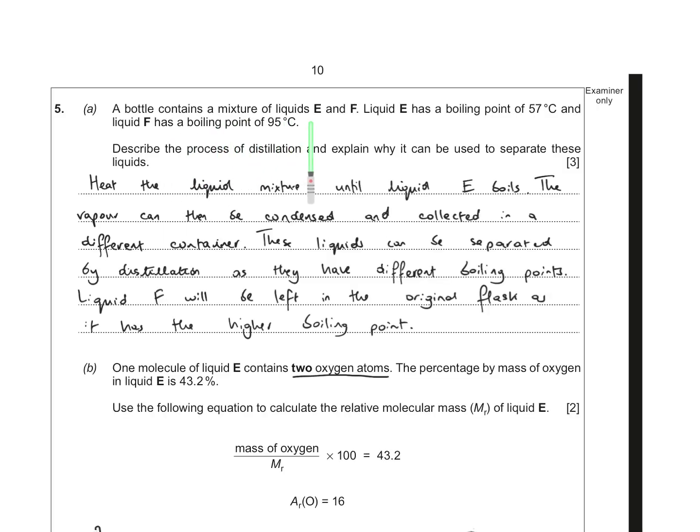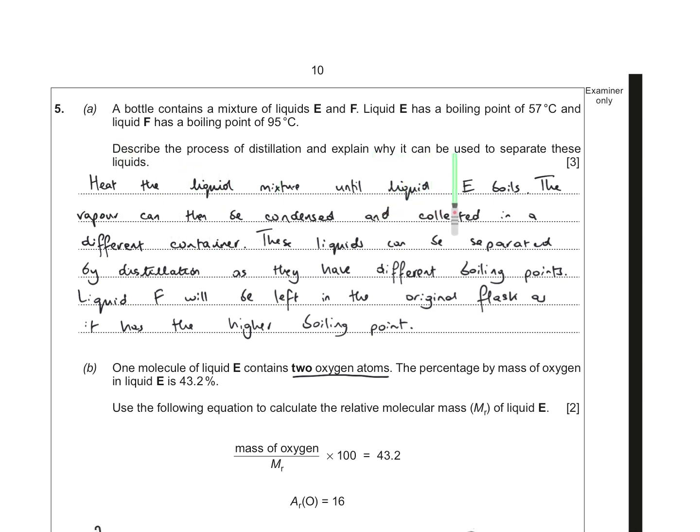A bottle contains a mixture of liquids E and F. Liquid E has a boiling point of 57 degrees and liquid F has a boiling point of 95 degrees. Describe the process of distillation and explain why it can be used to separate these liquids. So the first thing, remember, in distillation we're going to heat to the lowest temperature. So I'm going to heat to 57. So heat the liquid mixture until liquid E boils. You then condense that vapour and collect it in a different container. So I've now described the process of distillation.